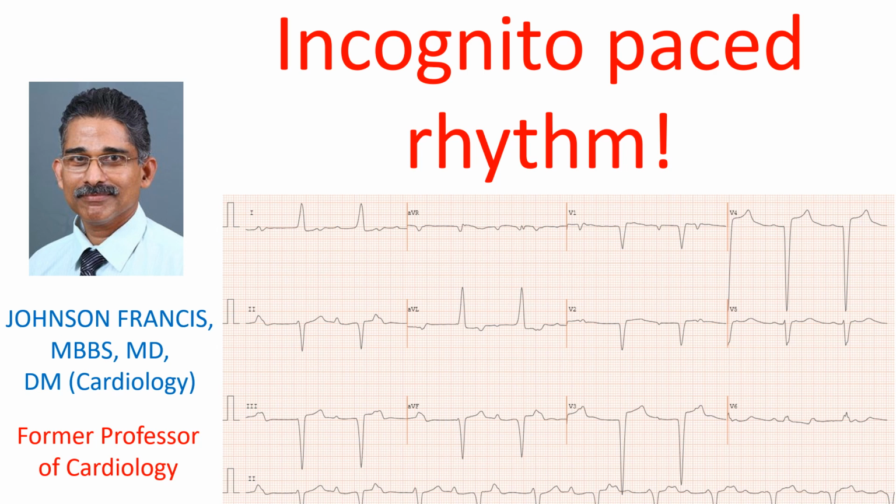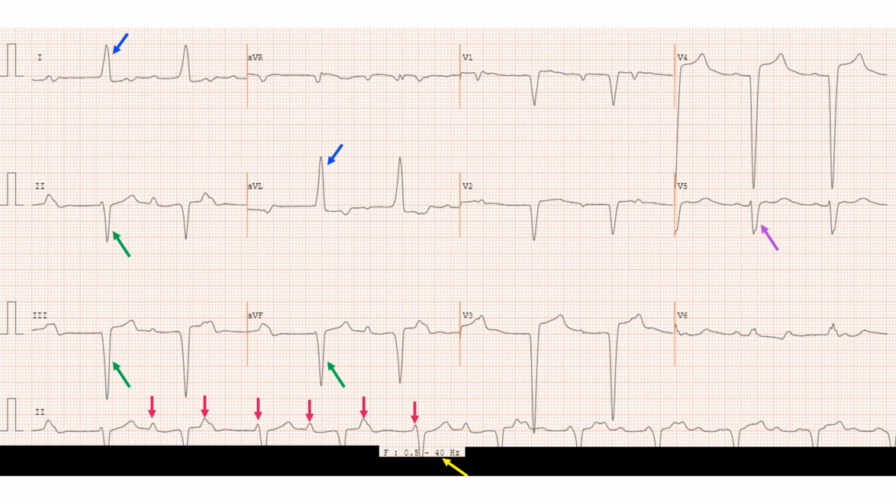At one look, it looks like a left bundle branch block. But wait, before you jump to that conclusion. The pattern in leads 1 and aVL resembles that in LBBB. But V5 shows negative complexes, which is not typical of LBBB, violet arrow. There is left axis deviation as indicated by negative complexes in inferior leads, green arrows.